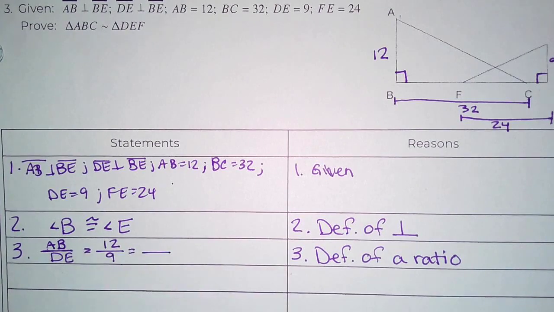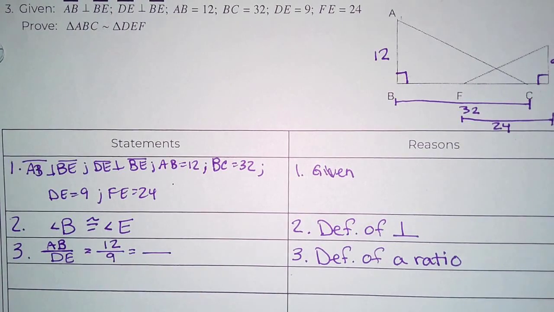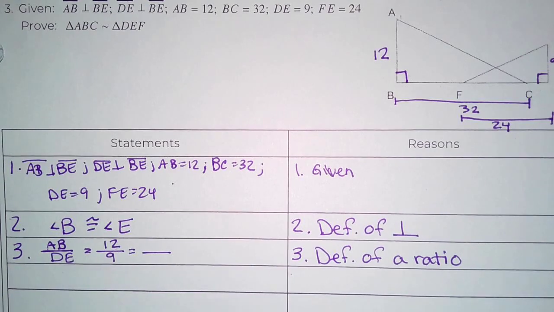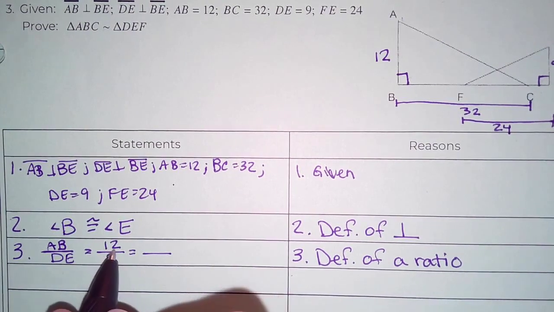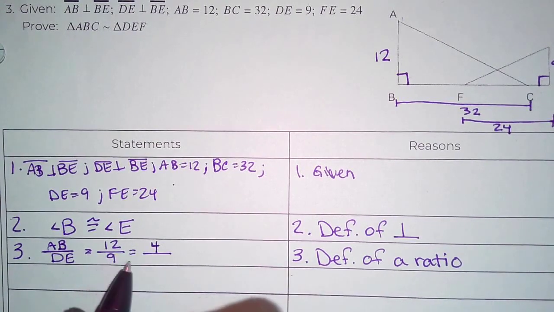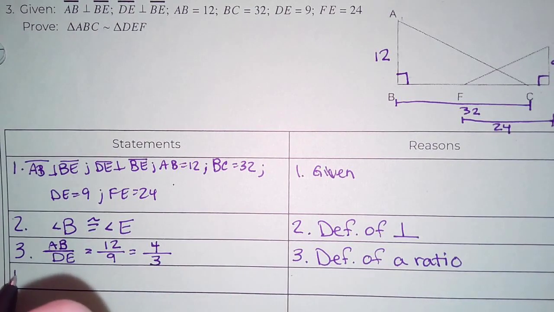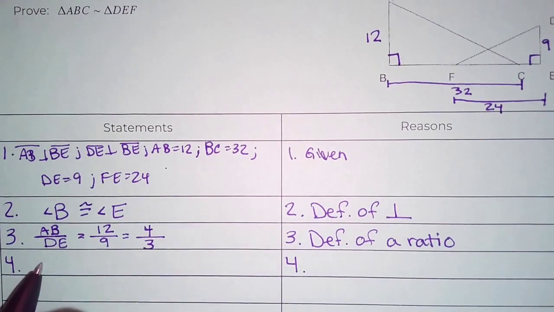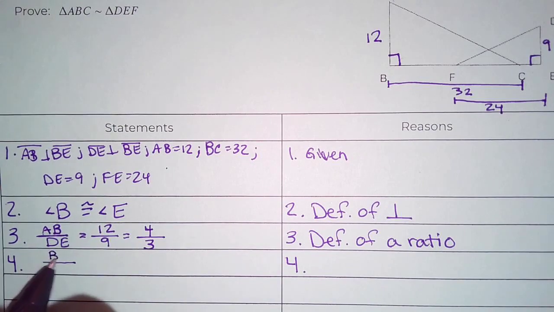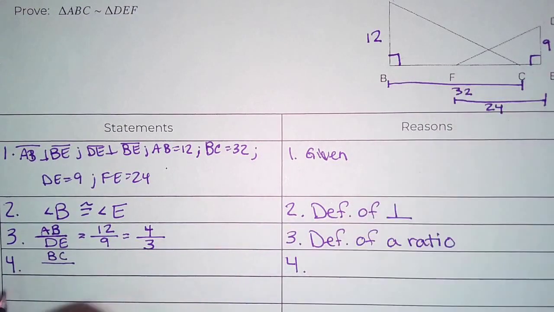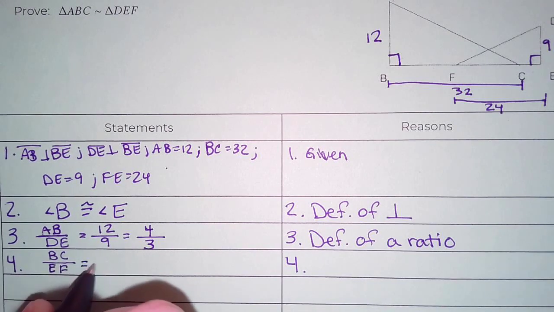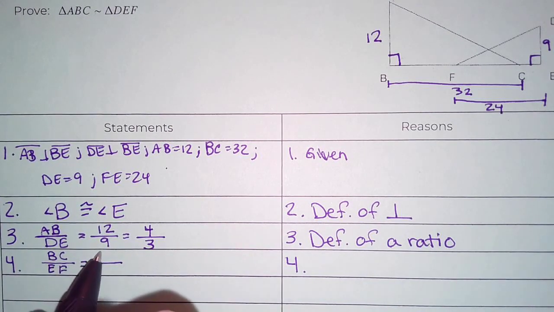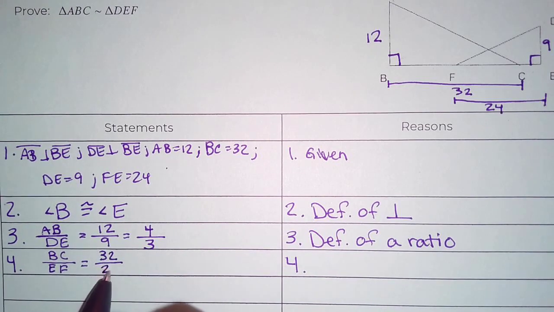And we want to be able to compare our ratios. So let's reduce this to get our scale factor. So if I divide both of them by 3, 12 divided by 3 is 4. 9 divided by 3 is 3. Let's set up a ratio for the other side. So using letters, that would be BC over EF. BC is 32 over 24.